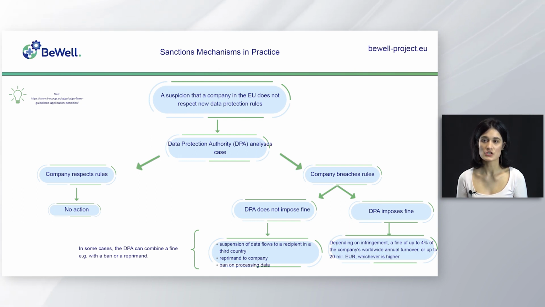To take another sanction such as a reprimand and temporary or definitive ban on processing, a suspension of data flows to a recipient in a third country and so forth, or to impose an administrative fine depending on the infringement. A fine can be up to 4% of the company's worldwide annual turnover or up to 20 million euros, whichever is higher. And indeed, in some cases, a fine can be combined with some of those other sanctions.